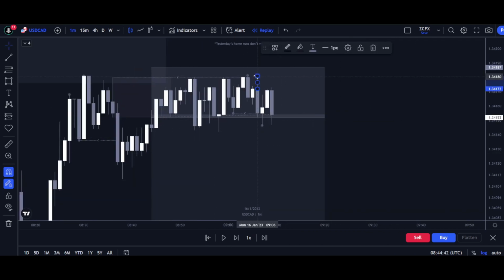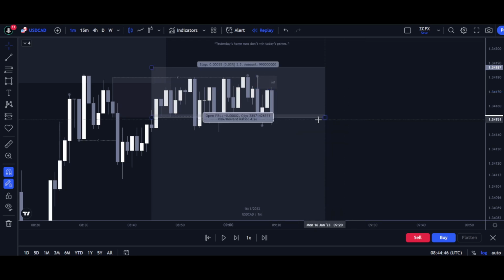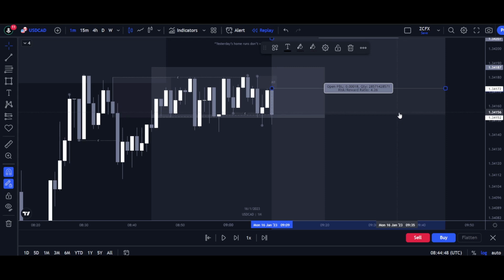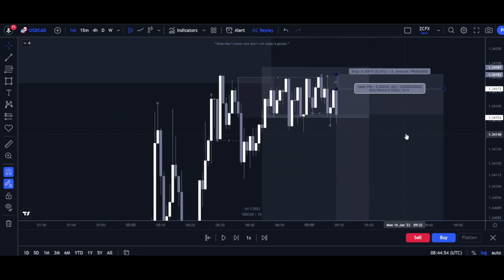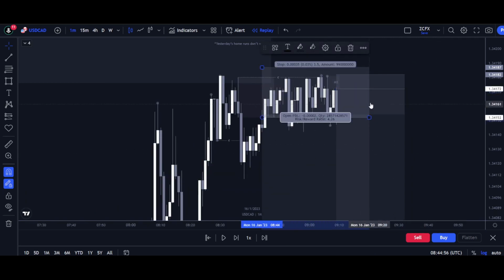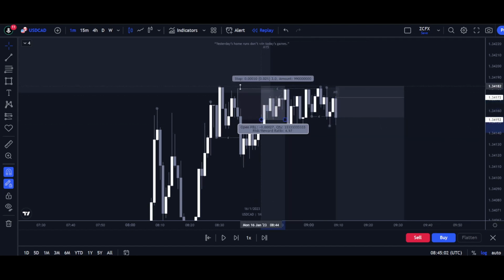This here would have been your first sort of entry. So if you were looking for an entry off there, then that would obviously be your entry. Stops above. And you'd be in a trade at this point. I'll move this for now. Now if you were having them obviously above the high, right there, then you probably would have been stopped out. No, you wouldn't. Okay, never mind.